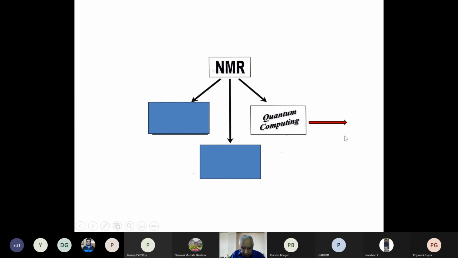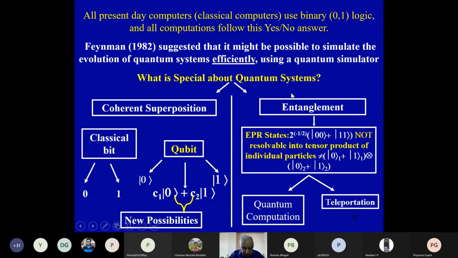Now come to the topic of the lecture, which is quantum computing by NMR. Okay, this now starts the introduction to quantum computing by NMR. All present-day computers, we call them classical computers, use binary logic, 0 and 1, and all computation follows from this yes and no answer. Feynman in 1982 suggested that it might be possible to simulate the evolution of quantum systems efficiently using a quantum simulator. He never talked about computing, he talked about simulation only.